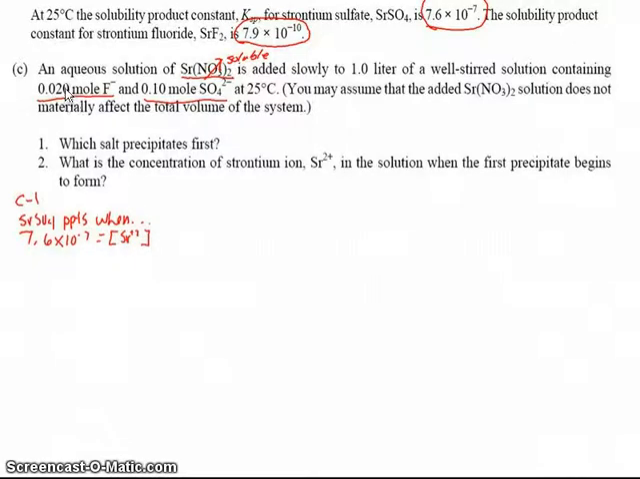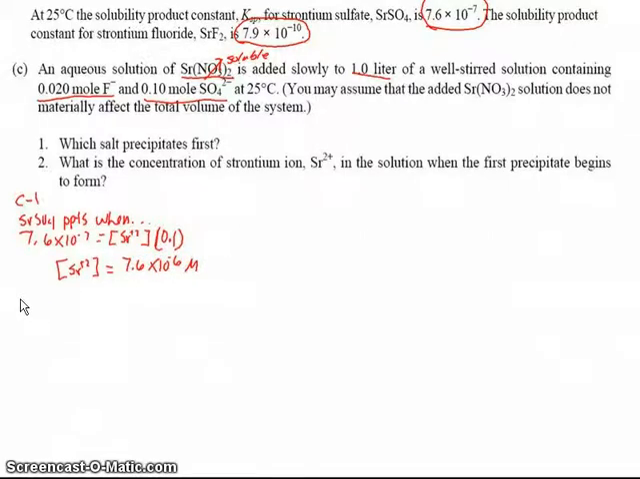Well, I already have fluoride floating around in my system, so I have a common ion problem going on here. Oops, we're doing sulfate, sorry. So I'm going to look at my sulfate concentration, which is 0.1 moles per liter, since we are in a 1 liter flask. And so the concentration of strontium plus 2 in the solution when strontium sulfate begins to precipitate is 7.6 times 10 to the minus 6th molar.